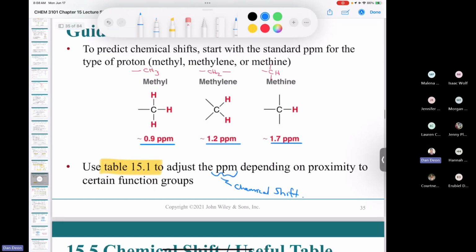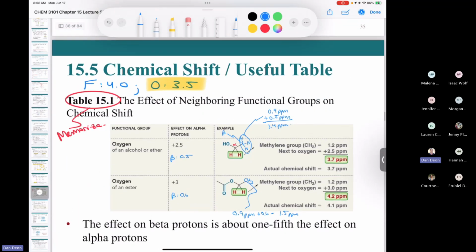Then I said it would be wise to familiarize yourself with table 15.1, which shows you the effect of an oxygen from an alcohol or an ether. And we said that that has an electron withdrawing effect of 2.5 parts per million, or it increases the chemical shift by 2.5 parts per million. Again, if it's alpha to the oxygen of an alcohol or an ether.